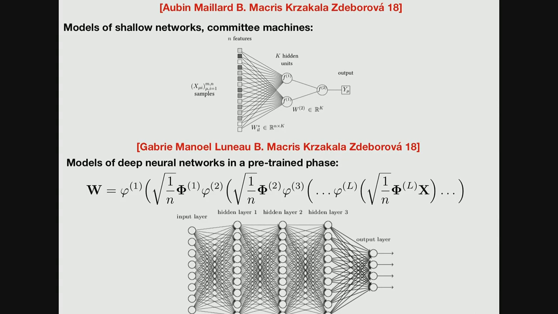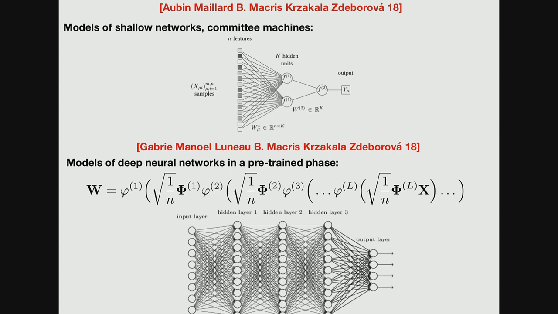So more recently, new layers of complexity have been added to these models. For example, we have been able to study models of shallow networks, which are called committee machines. It's a generalization of this already generalized linear model, where now you have hidden units here in the middle, and you want to infer these weights that are there.